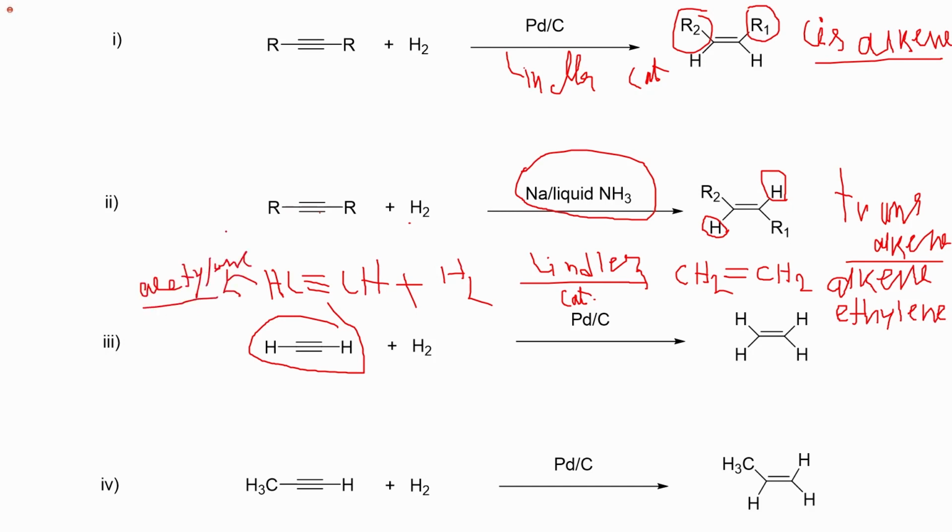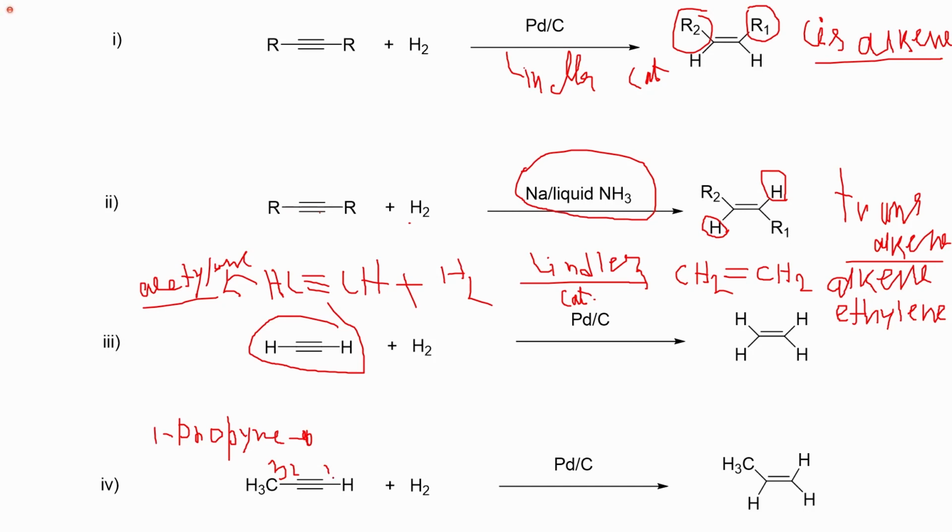Now suppose you have propyne. This is acetylene and this is propyne, called 1-propyne. Why 1-propyne? Because if you start from one carbon, two carbon, and this is a three carbon chain, the alkyne moiety is present at carbon one. That's why it is called 1-propyne.